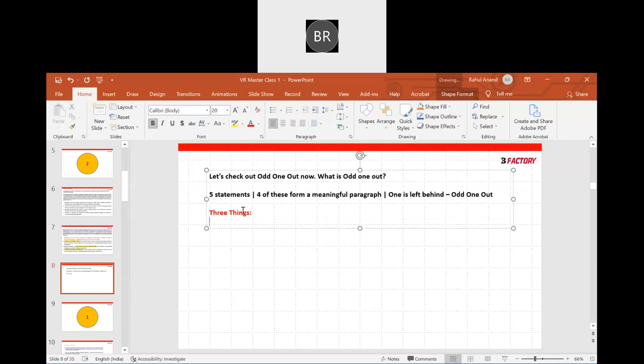The very first one, the very basic definition: order of paragraph, or let's call it links, or let's say paragraph formation. This is one way of thinking about it. If you are able to form a paragraph and one sentence is left out, that automatically becomes the answer. Very simple, right?